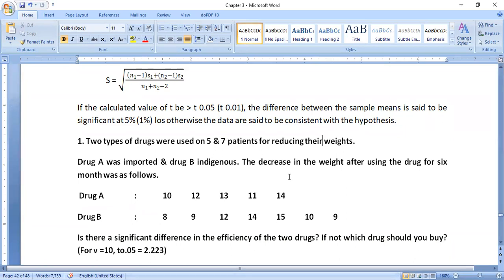Drug A and drug B information is there. Drug A: 10, 12, 13, 11, 14, and drug B: 8, 9, 12, 14, 15, 10, 9. Is there a significant difference in the efficiency of the two drugs? If not, which drug should we buy? Here v is equal to 10 and t 0.05. This is extra information. Sometimes the examiner will give this information, or sometimes he will not mention it.